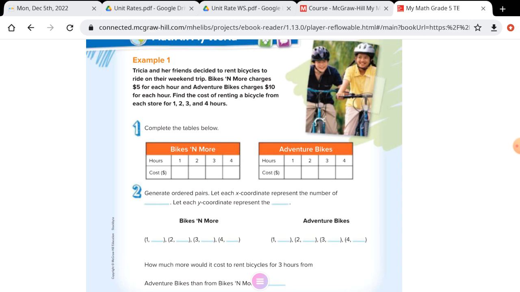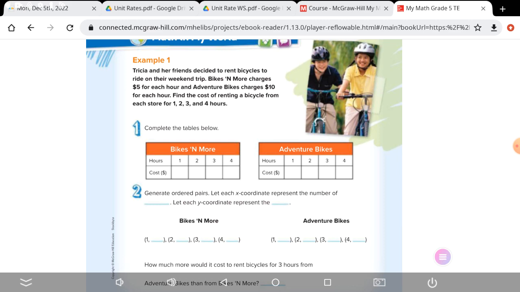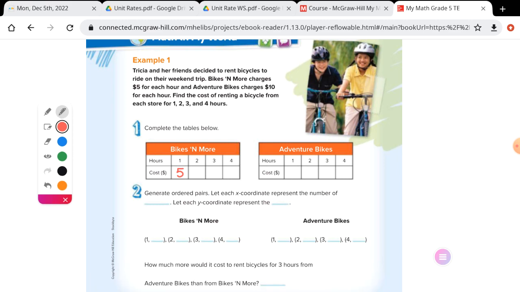For 1 hour, how much does it cost at Bikes and More? Aubrey? $5. So fill that in. 2 hours. Noelle? 10. 3 hours? 15, good job. Drake, 4 hours. 20.